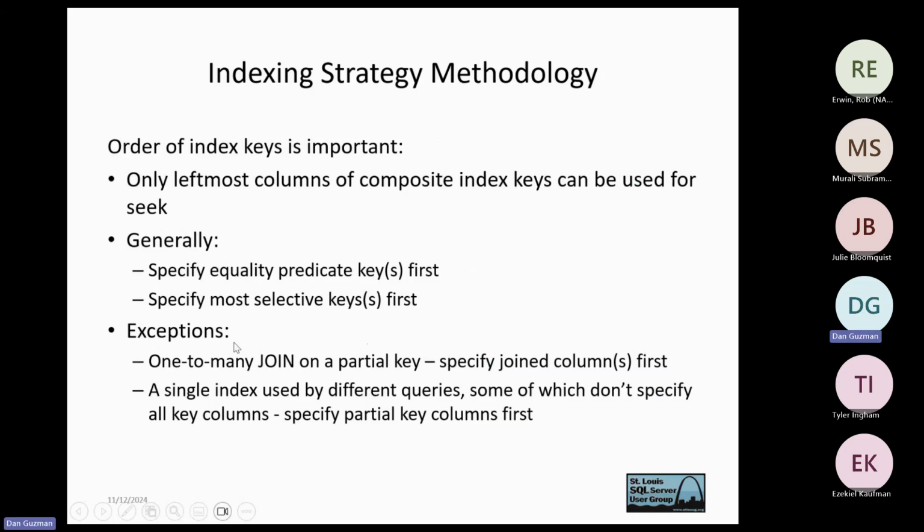Okay, and as with anything, there's always going to be a couple of exceptions to the general rules here. If you have a one-to-many join on a partial key, you want to specify the join columns first. And I have an example in the demo that'll be coming up here. Let's see, how do I say that? Yeah, I'll defer that answer till the demo.